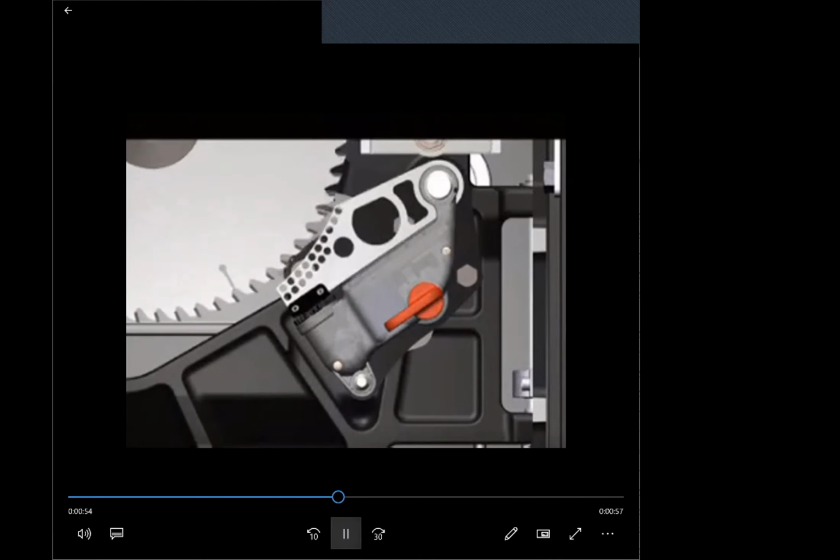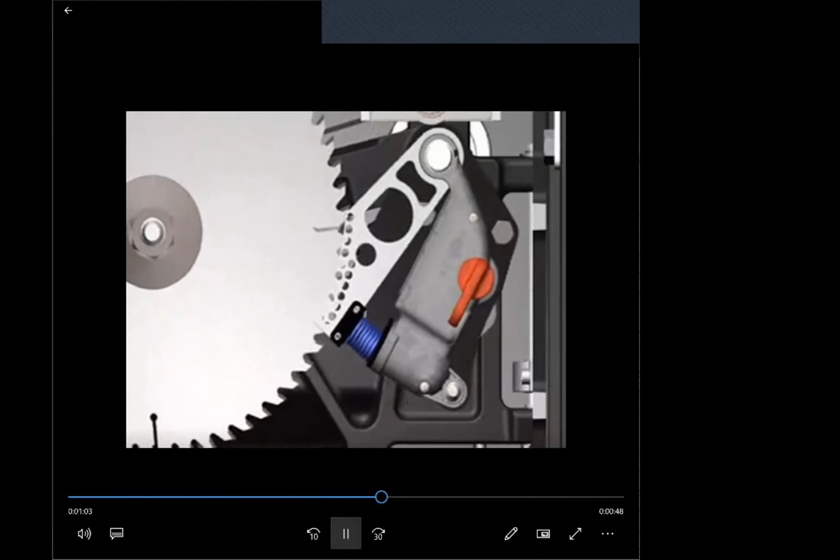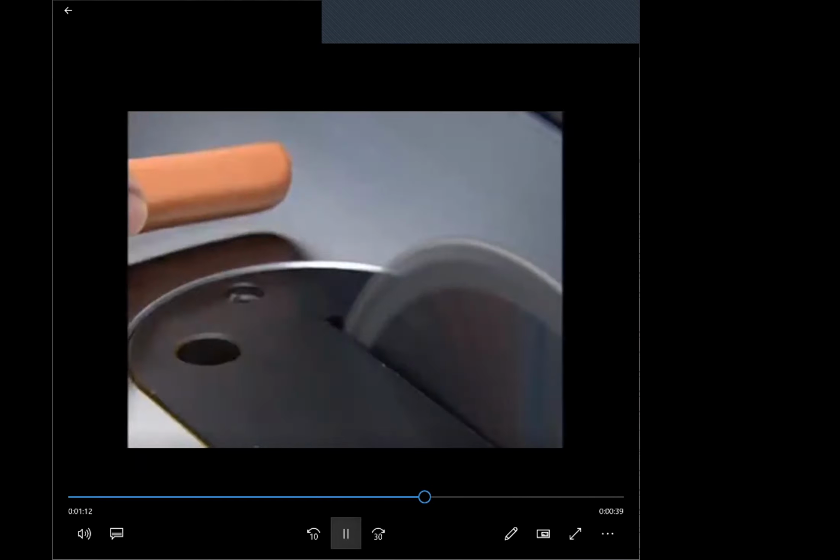A heavy-duty spring forces the brake into the teeth of the spinning blade. The teeth dig into the aluminum, stopping the blade cold. The blade's momentum forces it to retract below the table, and the motor is automatically shut off. Once more in slow motion, and again in regular speed.